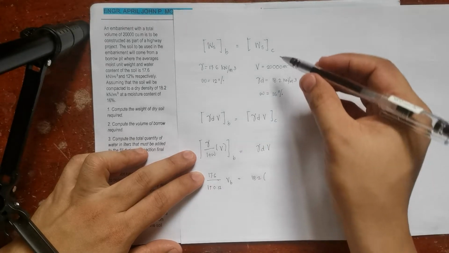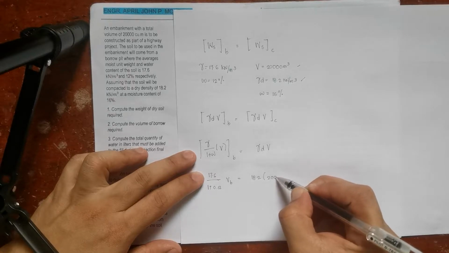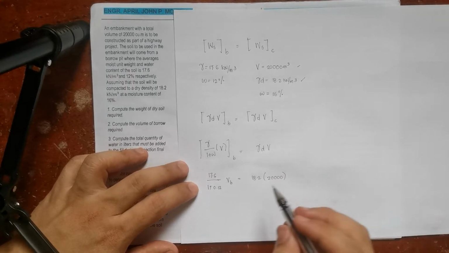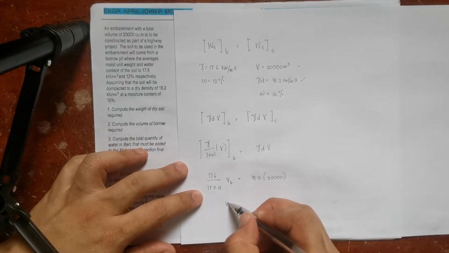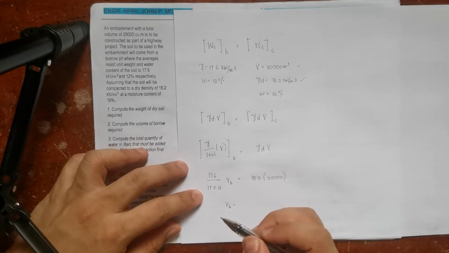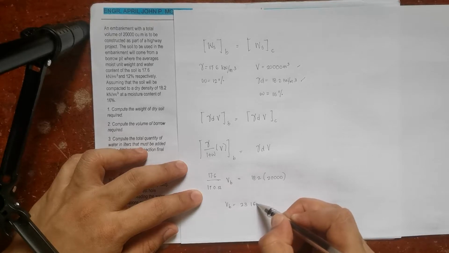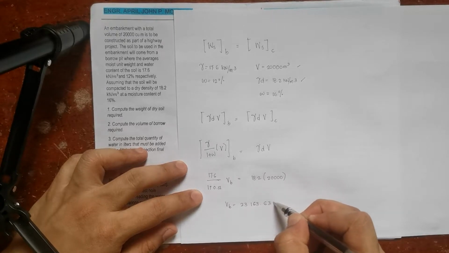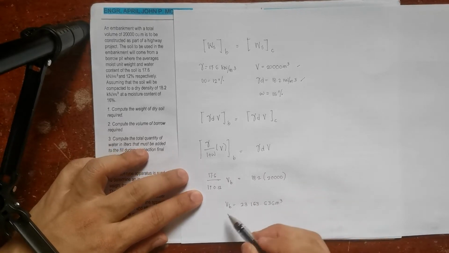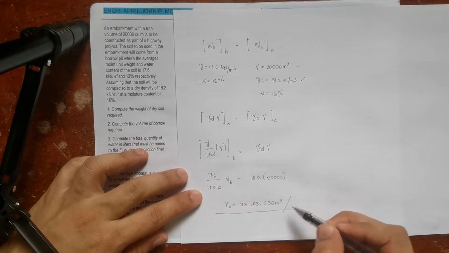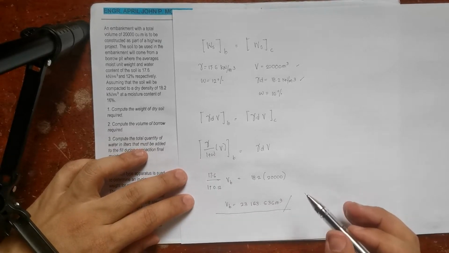The volume of compacted soil is also given. So, substitute. Isa na lang po yung ating unknown. So, makukuha natin yung volume ng borrow soil and that is 23,163.636 cubic meter. So, paano natin malalaman kung tama po yung sagot natin?